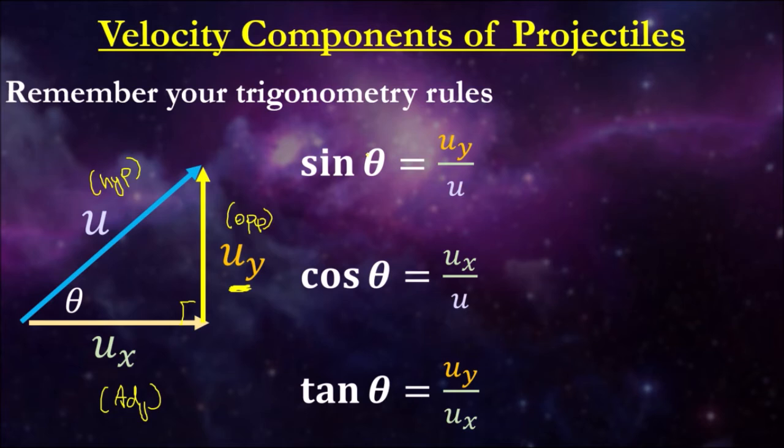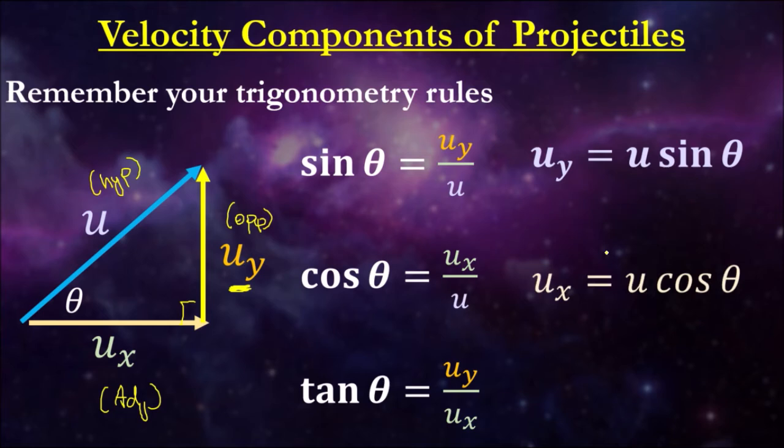If we convert it and rearrange so that the desired component is the subject, we get this. So the vertical component is equal to the resultant times sine theta. The horizontal component is equal to the resultant times cos theta.